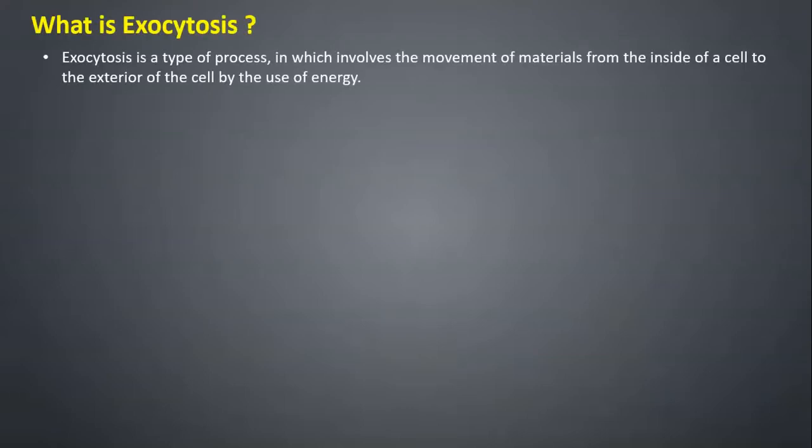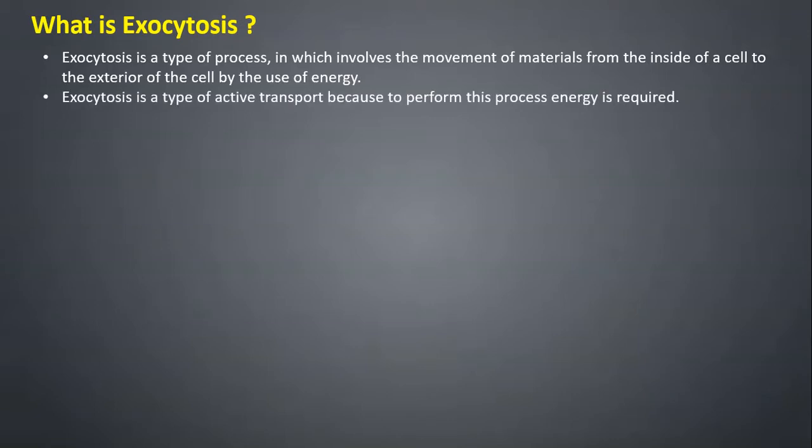Now let's talk about what is exocytosis. Exocytosis is a process which involves the movement of materials from the inside of a cell to the exterior of the cell by the use of energy. Exocytosis is a type of active transport because to perform this process energy is required.